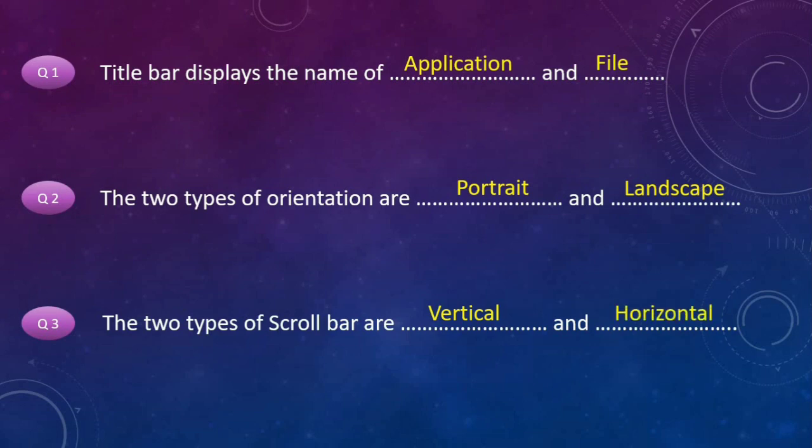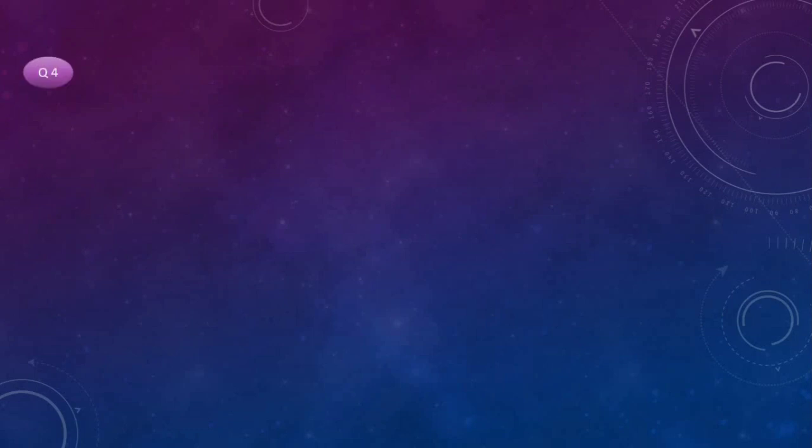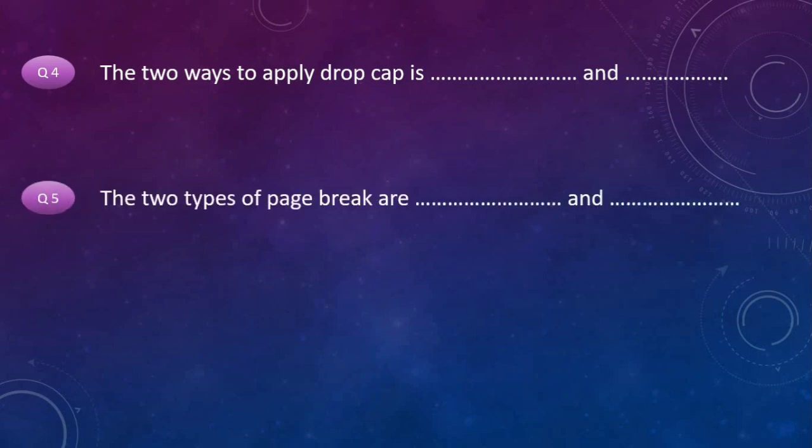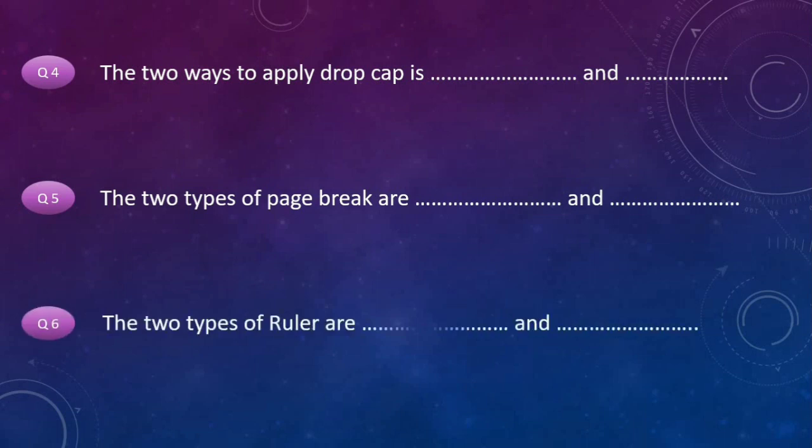Shall we move to the next question? Question 4: the two ways to apply drop cap are dash and dash. The two types of page break are dash and dash. The two types of ruler are.